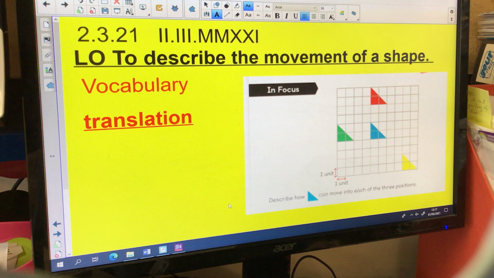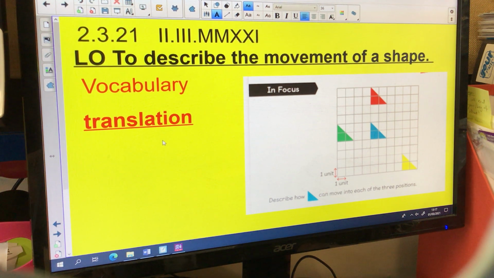Movement of a shape. Right, now let's think about our vocabulary for this lesson. There's going to be this new word that you may not have come across before called translation. Okay, when we move shapes in the way that I'm going to show you, it's called translation. I want you to try and remember that by the end of the lesson.